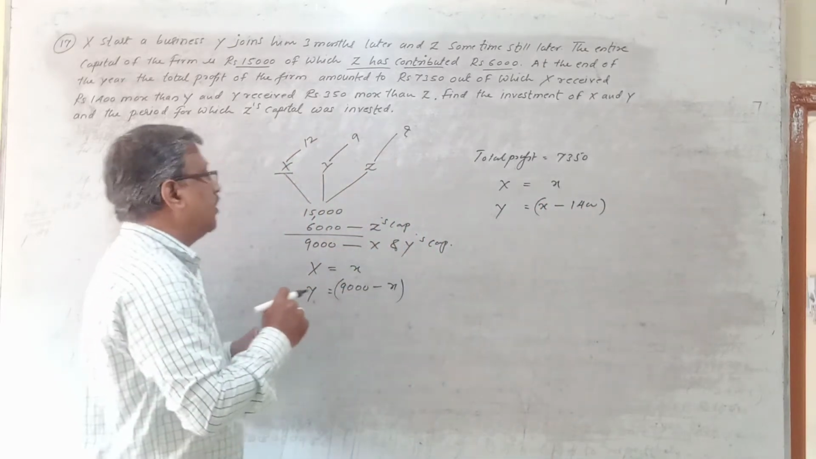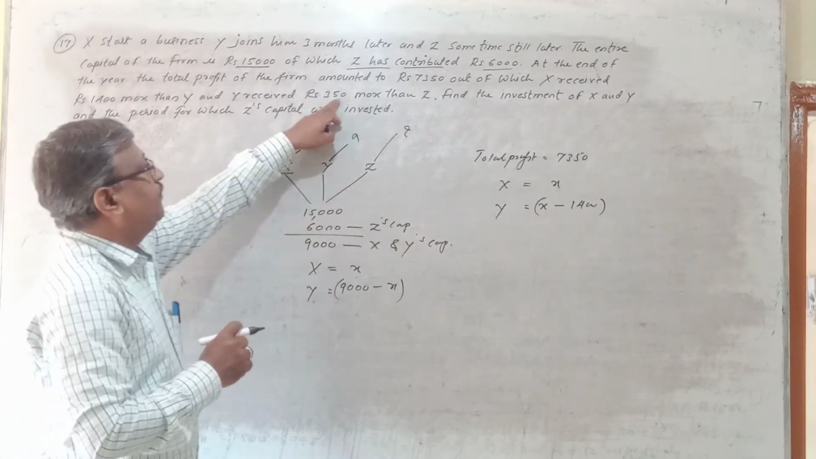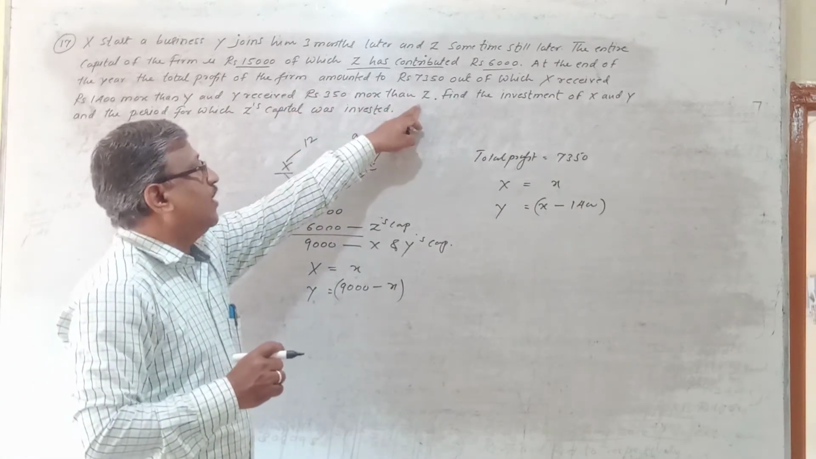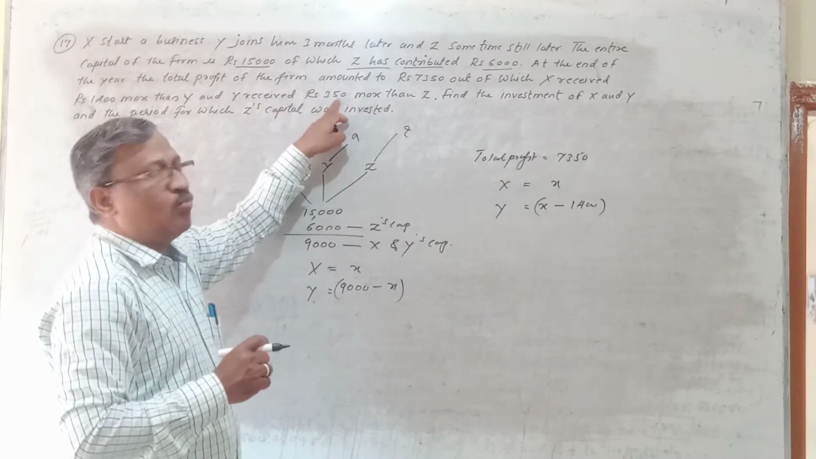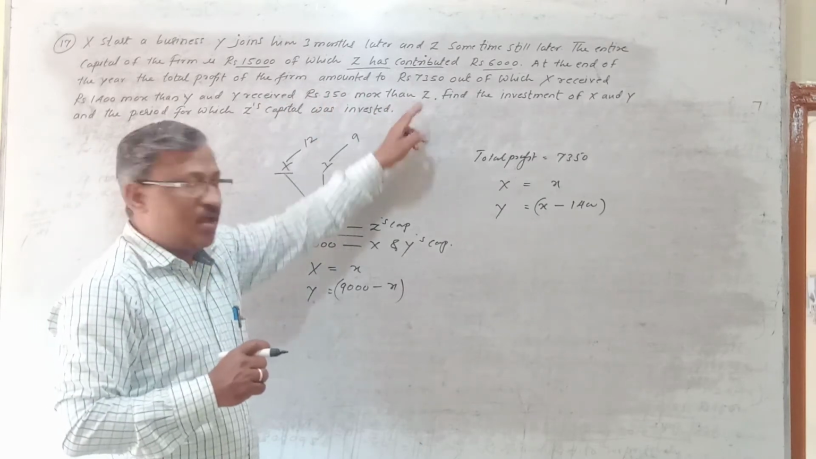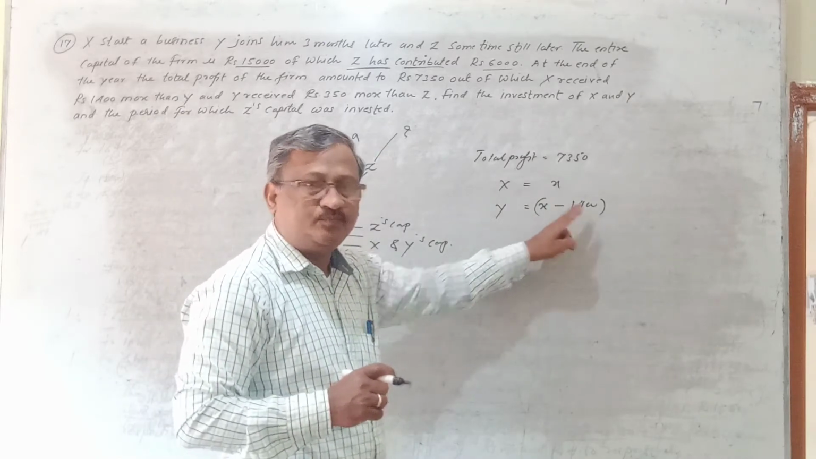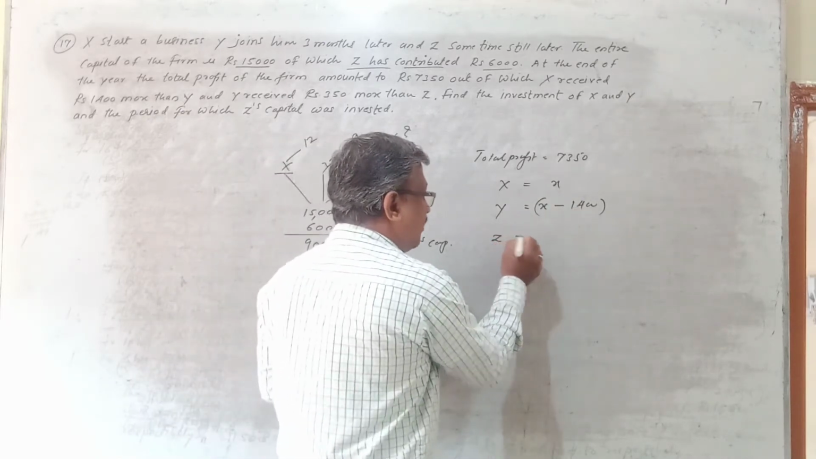And we also know what? Y has received 350 more than Z. Which means if we compare Y's share with Z's share, Y's share is more by 350 than Z's share. So here Y's share is known. How much is it? x minus 1,400. So whose share do we have to find? Z's share we have to find.